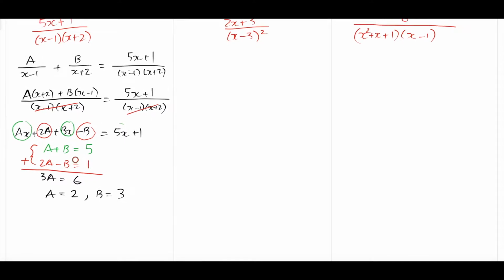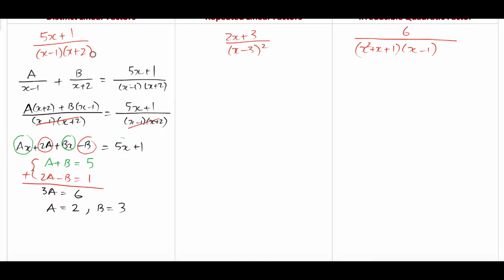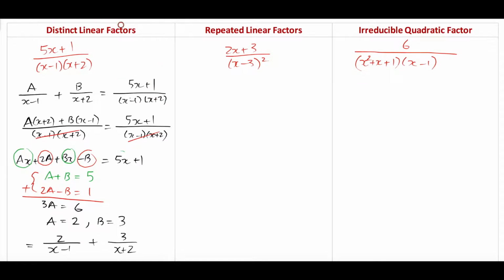Your partial fraction, coming back to this function right here, another way of writing 5x plus 1 over x minus 1 x plus 2 is 2 over x minus 1, you're subbing a back in here, plus b, which is 3, over x plus 2 right there. If you were to expand this again, make them have the same common denominator, you'll get back to the 5x plus 1. And that's pretty much it for distinct linear factors.